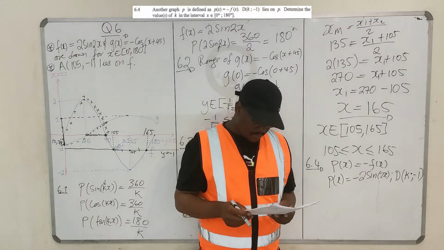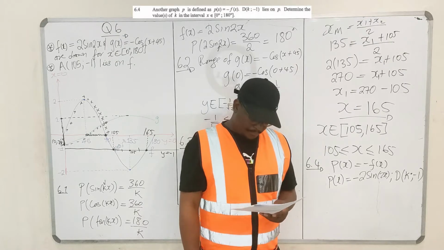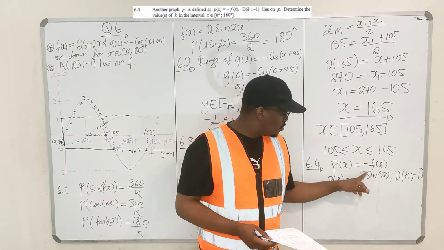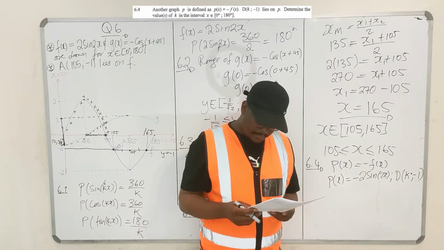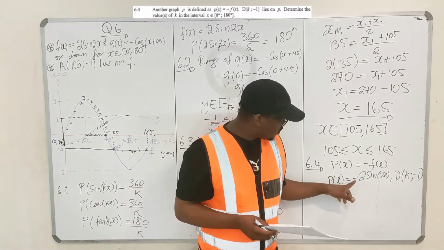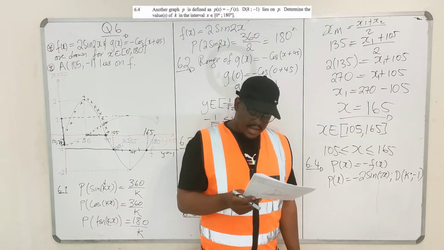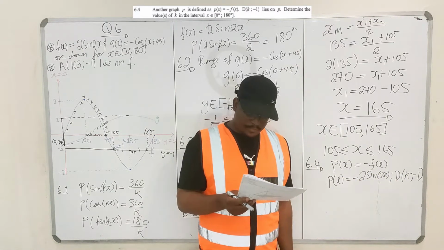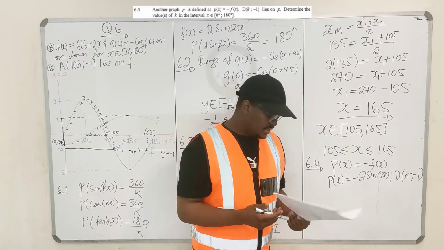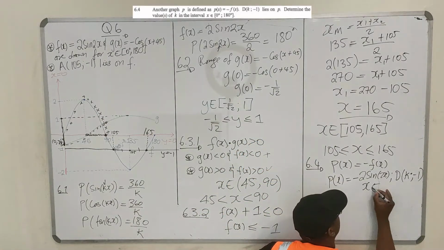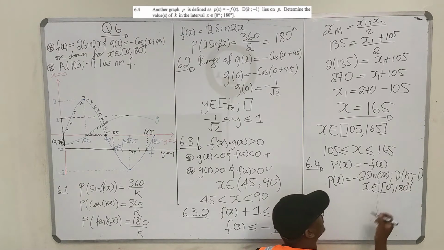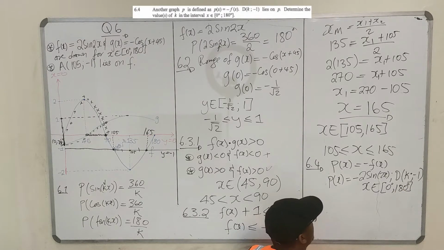So let me read this again. 6.4. Another graph P is defined as P of x is equal to negative f of x. No problem. They are saying D is a point which has the coordinates k and minus 1, lies on P, which is the point on P. Determine the values of k in the interval from x is from 0 to 180 degrees. They want the possible values of k. How do we do this?